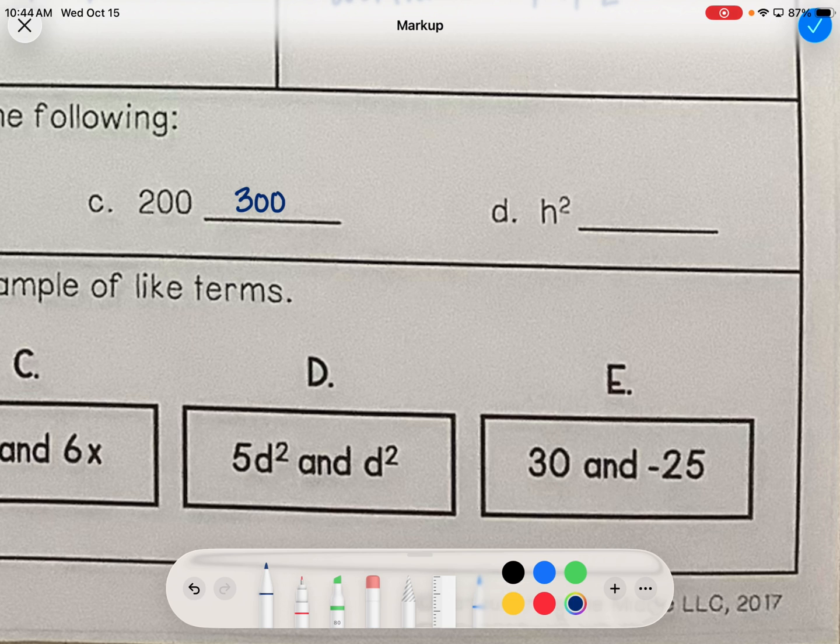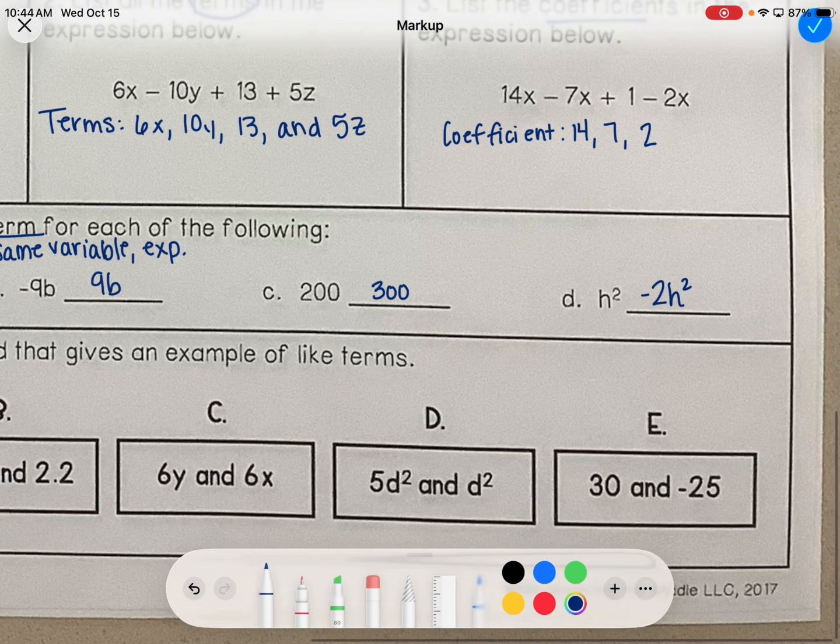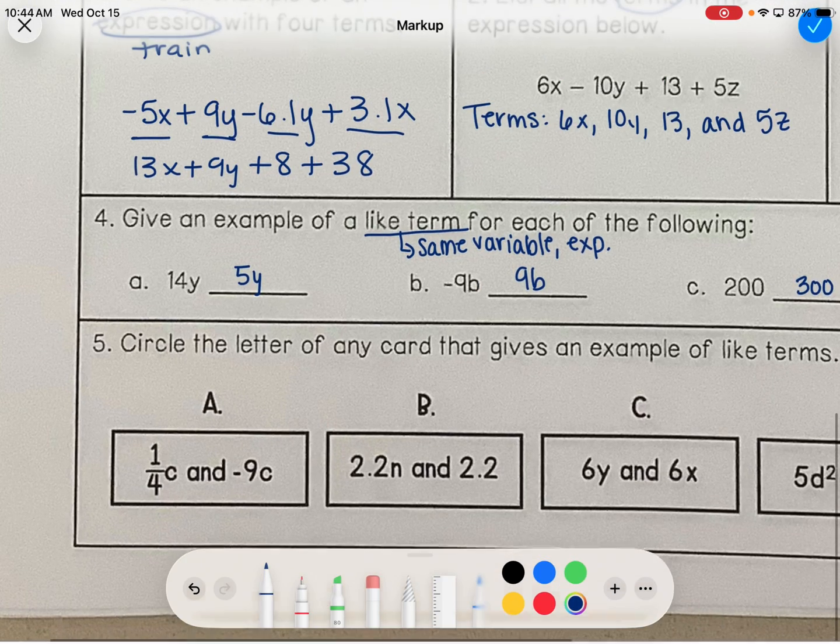2h squared. Good job. What if we make it negative for the fun of it? Yeah? Keep things spicing up in math class. All right, so we have the same variable and we have the same exponent, okay? Are we okay with our vocabulary? Yes? We're going to have to remember that vocabulary.